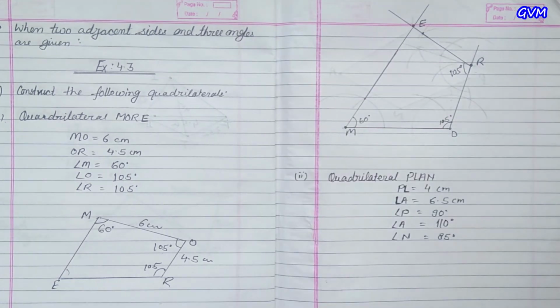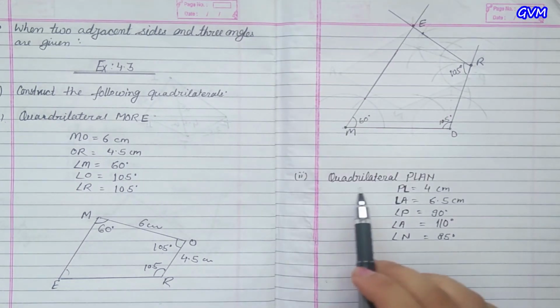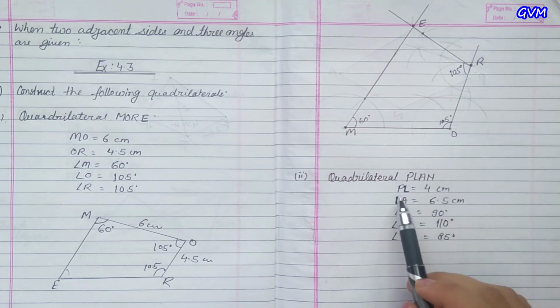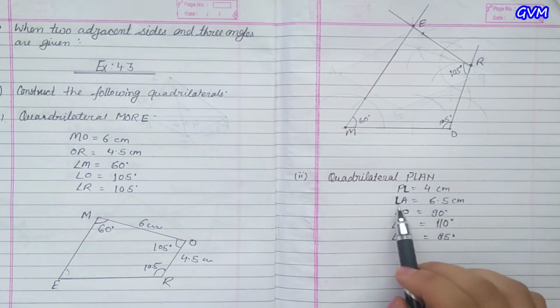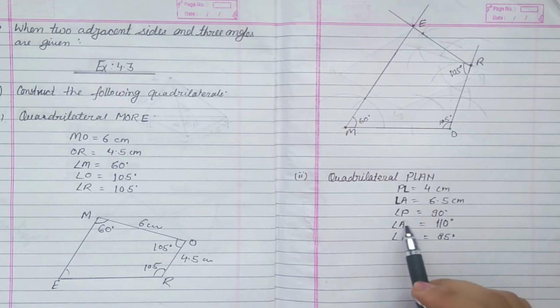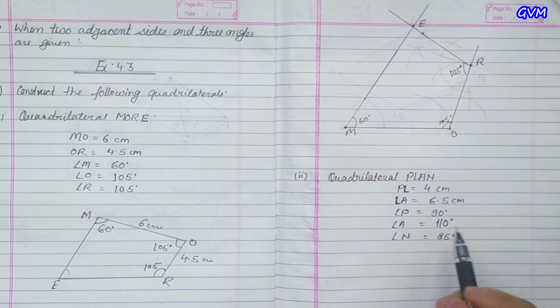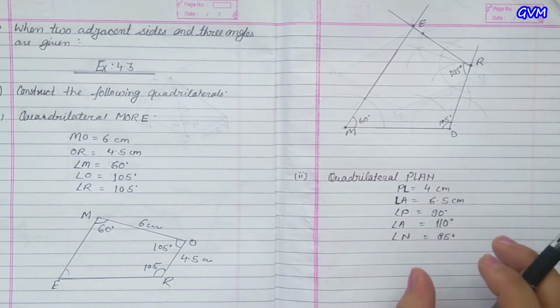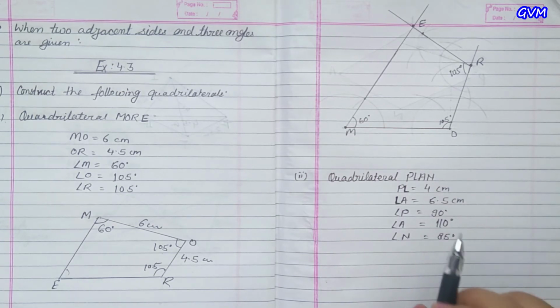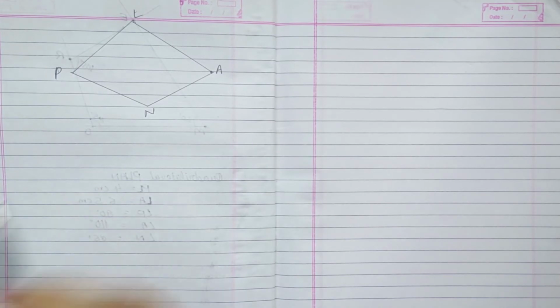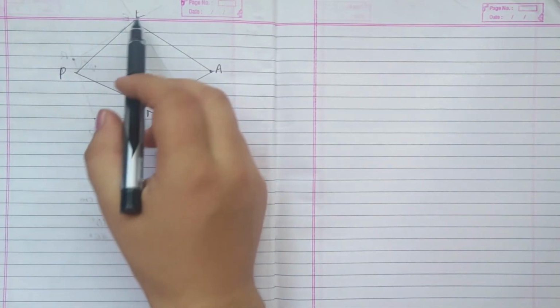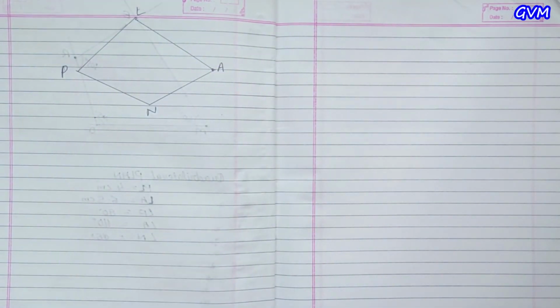Now the second part of this question is quadrilateral PLAN, where PL is 4 cm, LA is 6.5 cm, angle P is 90 degree, angle A is 110 degree, angle N is 85 degree. Okay, now to understand how it will be made, let's make a rough diagram first. So this is the rough diagram. We have PLAN. Okay, so this is a quadrilateral.